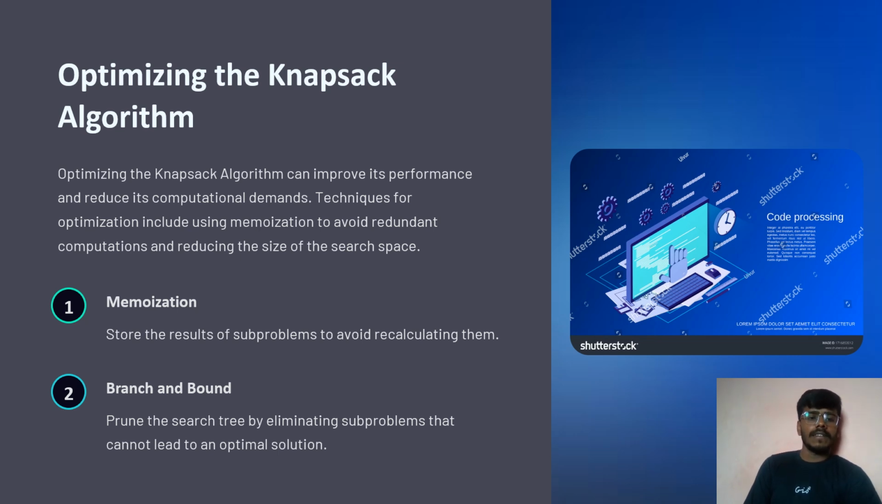Next, optimizing the knapsack algorithm. Optimizing the knapsack algorithm can improve its performance and reduce its computational demands. Techniques for optimization include using memoization to avoid redundant computations and reducing the size of the search space. Memoization stores the results of subproblems to avoid recalculating them. Branch and bound prunes the search tree by eliminating subproblems that cannot lead to an optimal solution.